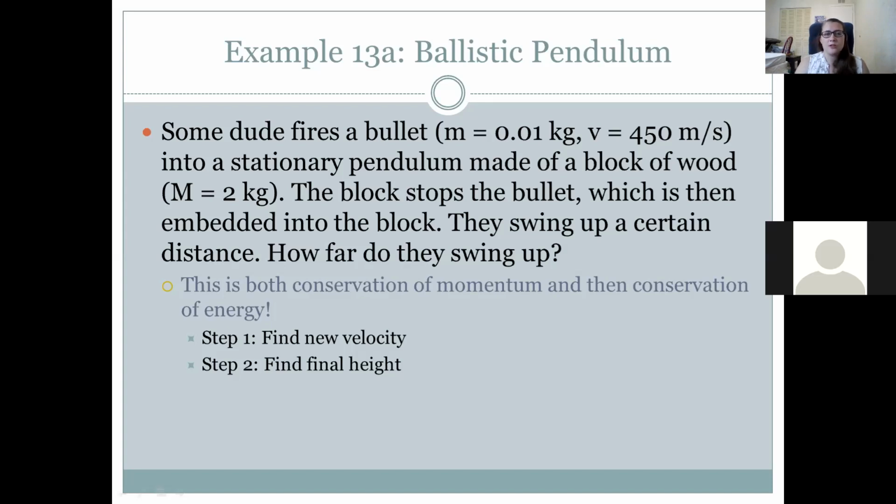So we're going to approach this problem first using conservation of momentum because we know that to be true. And then after we've figured out our answer for the conservation of momentum problem, then we'll take a separate conservation of energy problem. But in this case, we're looking at kinetic energy and gravitational potential energy. You'll see. So step 1, find a new velocity, and step 2, find the final height.